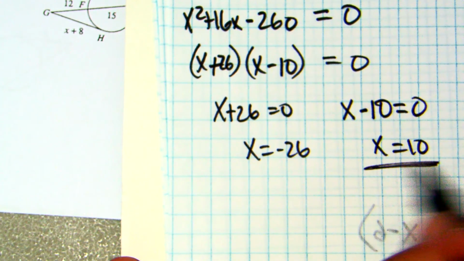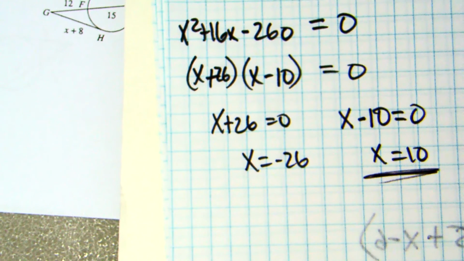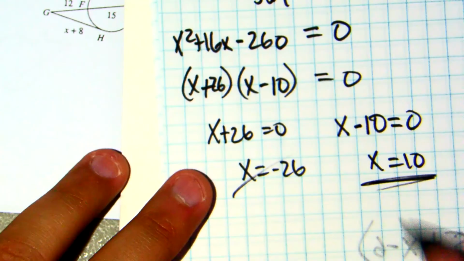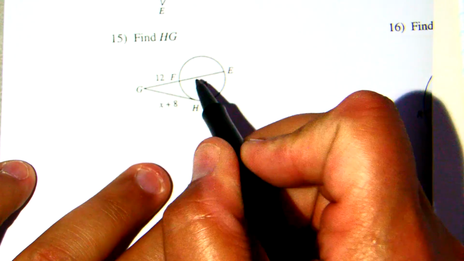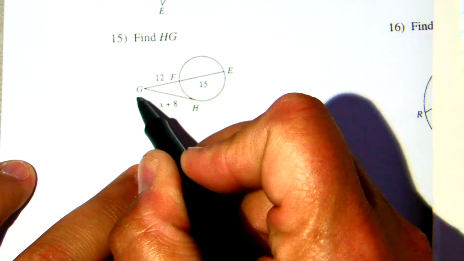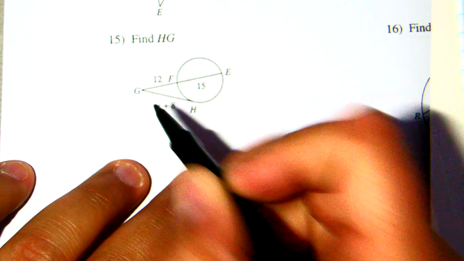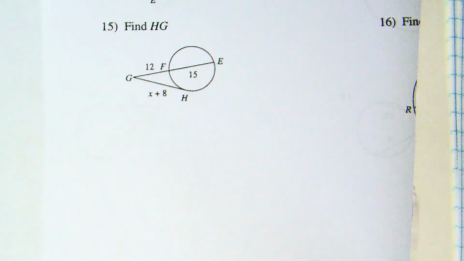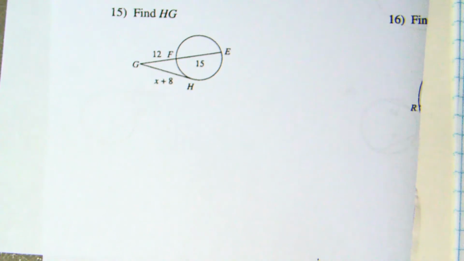In this situation, in geometry, the segment length always has to be positive, so you can rule out that negative. So x equals 10, but in 15 it says find the length of H to G. So you would say 10 plus 8, and so my answer would be 18. So make sure that you check tomorrow to solve inequalities.